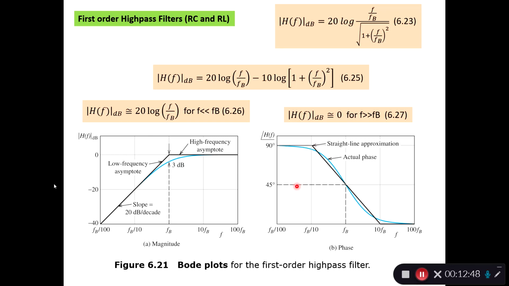From that point, from fb divided by 10 to 10 times fb, we have a straight line through the point where the break frequency is. And it hits 10 times fb. After 10 times fb, it's actually 0 degrees because the capacitor now is fully a short circuit and it doesn't add to the phase shift.